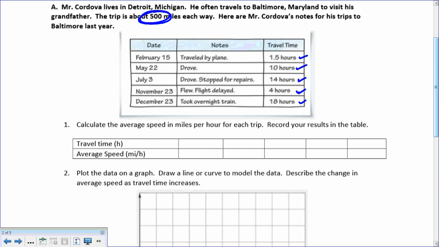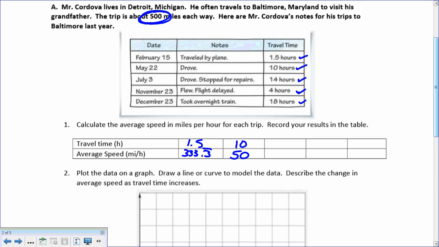All right. So if our travel time on the first one, travel by plane, was 1.5 hours, on my calculator, if I take 500 and divide it by 1.5, I get 333.3 repeating. That was our average speed. And that sounds about right. Planes go very fast. That's why they have to be able to fly. If we do our second one, which took 10 hours, if I divide 500 by 10, I get 50. And again, that sounds about right, driving 50 miles an hour.